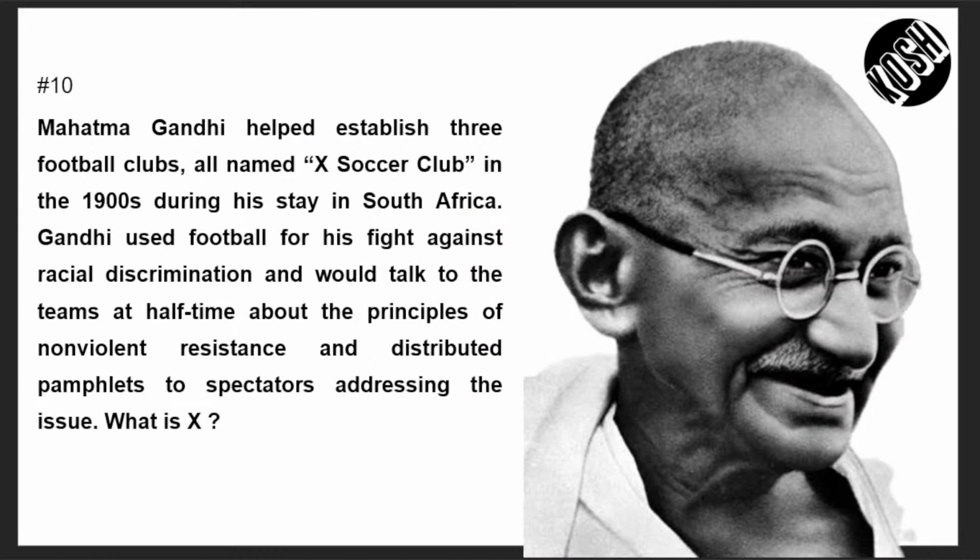Now, three more questions to go. We'll move on to question number 10. Mahatma Gandhi helped establish three football clubs, all named X Soccer Club, in the 1900s during his stay in South Africa. Gandhi used football for his fight against racial discrimination and would talk to the teams at halftime about the principles of non-violent resistance and distributed pamphlets to spectators addressing the issue. So the name of all these three clubs was X Soccer Club. What is X?